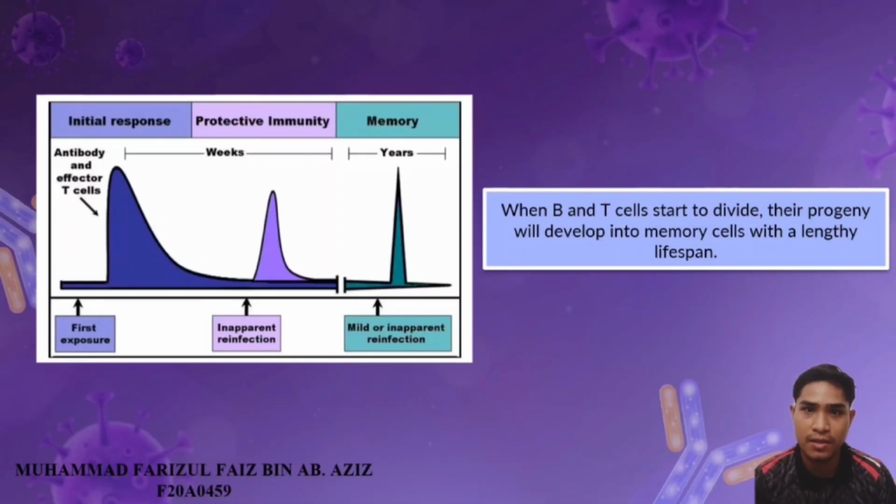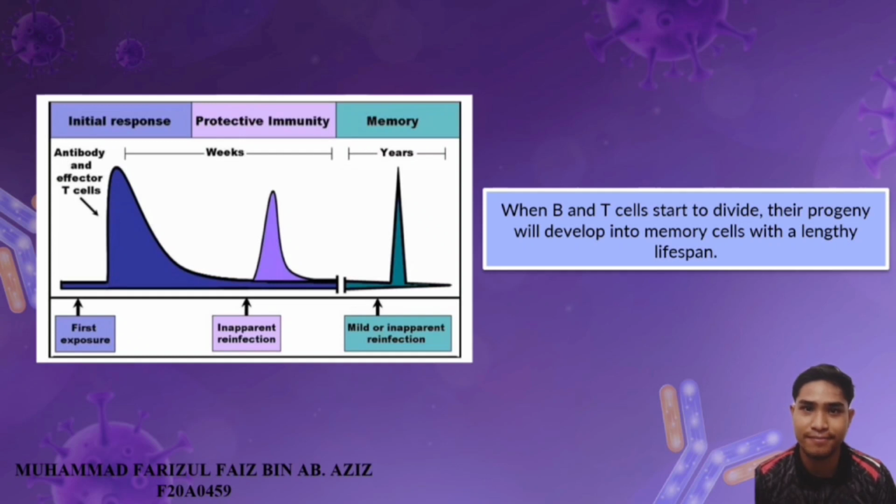As you can see, in the immune response, when B and T cells start to divide, some of their progeny will develop into memory cells with a lengthy lifespan. This memory cell will retain details of every unique infection the animal came into contact with over its existence, enabling it to mount a potent defense should it ever reinvade the body.